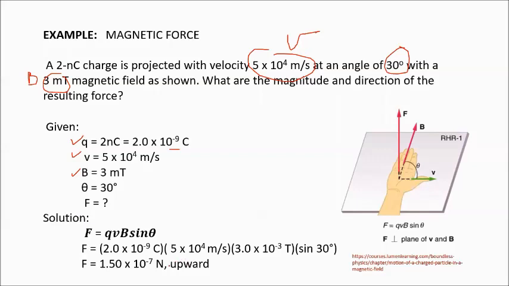So the force in this example is 1.50 times 10 to the power of negative 7 newtons. And this direction is upward. But then it depends on the orientation of your hand. Basta, F is always perpendicular to the VB plane.